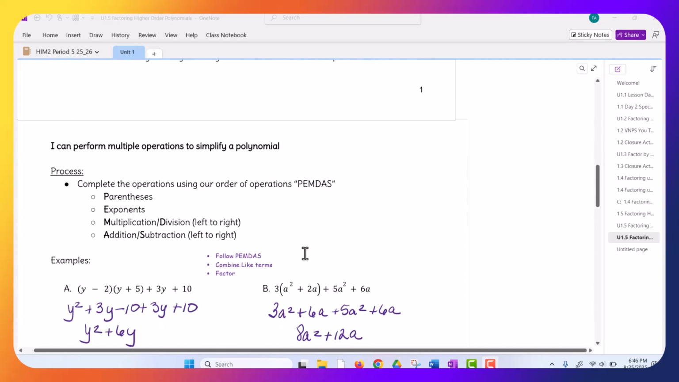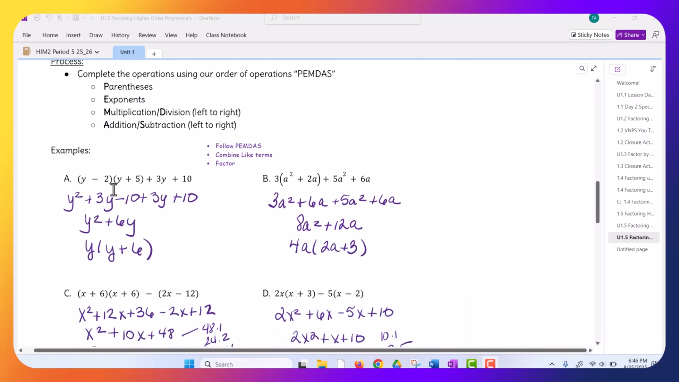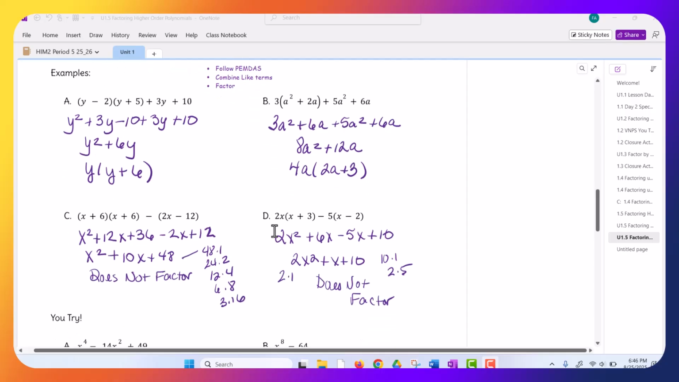Right, now we'll do some operations. We'll use our PEMDAS, our parentheses, exponents, multiplication, division, addition, and subtraction. So the first operation we would do here is multiplication. We'd multiply these two binomials, and then we're going to combine some like terms, and then we'll factor out the greatest common factor of a y. Here we'd do the multiplication first. We distribute the 3 to both of these terms. We combine some like terms, and then we take out the greatest common factor.